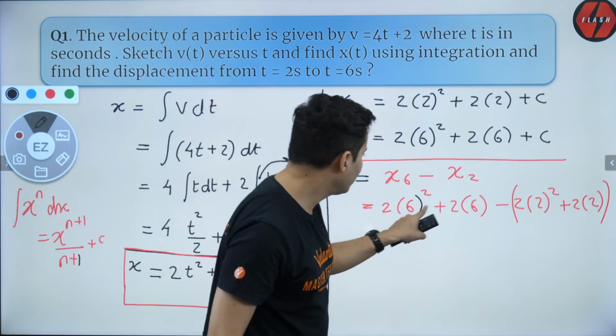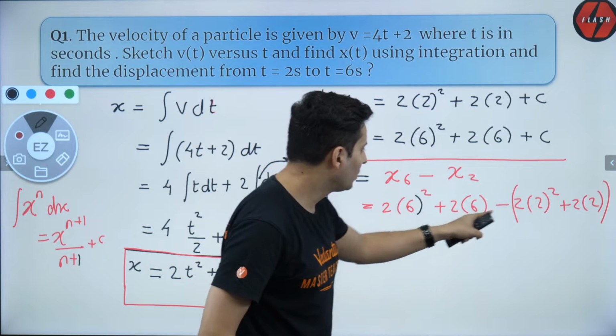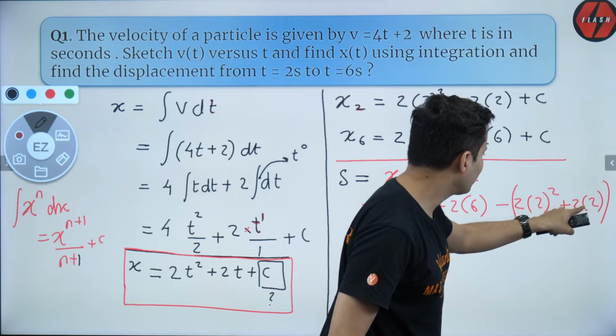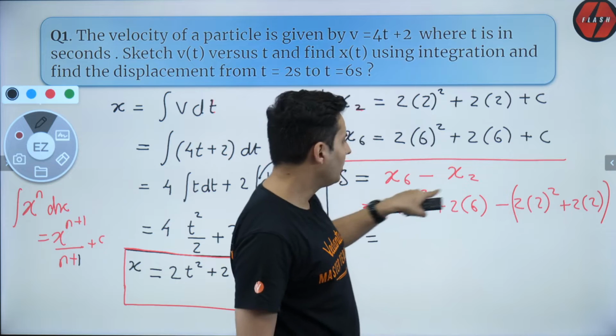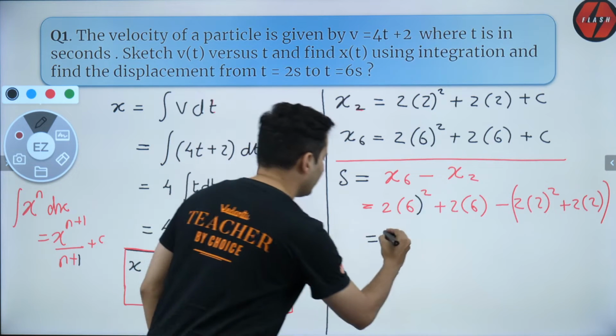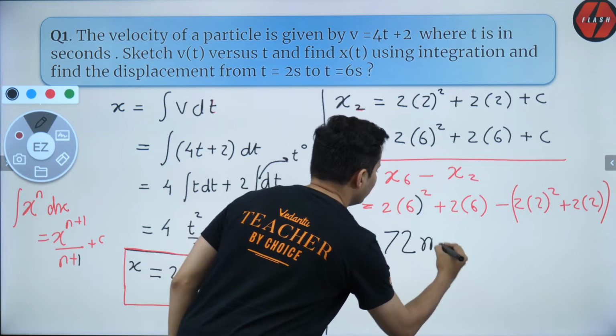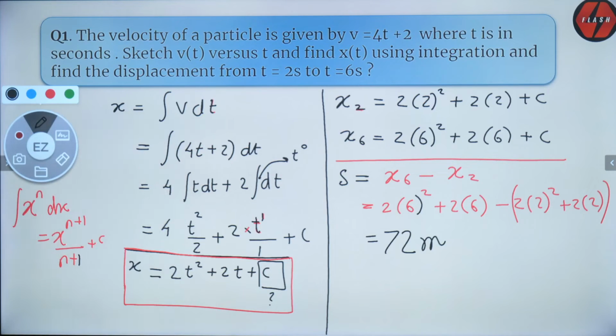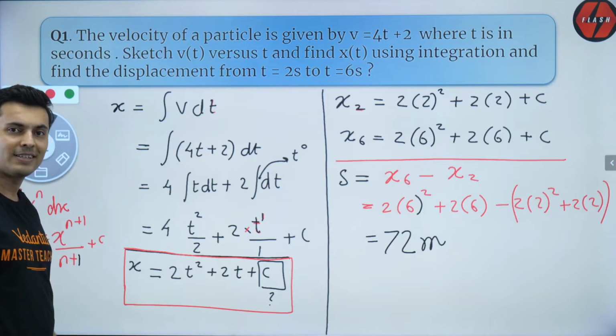6 square, 36 plus 6, 42, and over here 4 plus 6. So that means 42 minus 6. So I think you should get this as 72 meters. Just check this out.